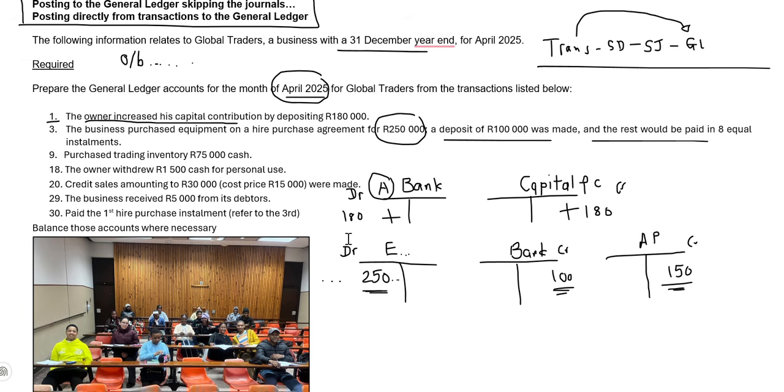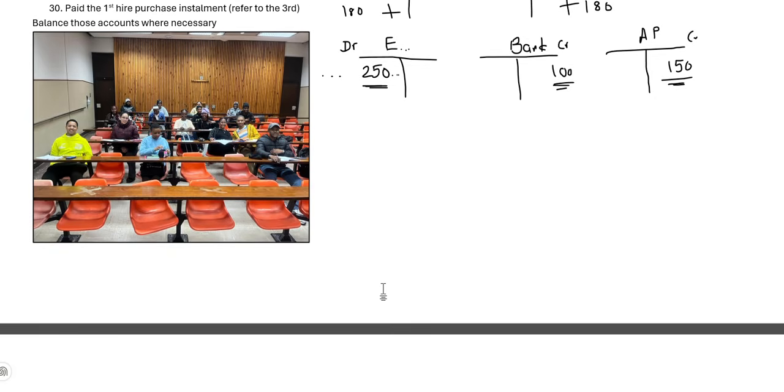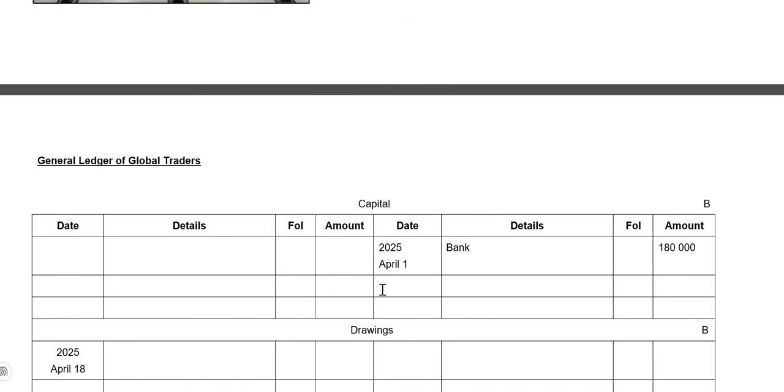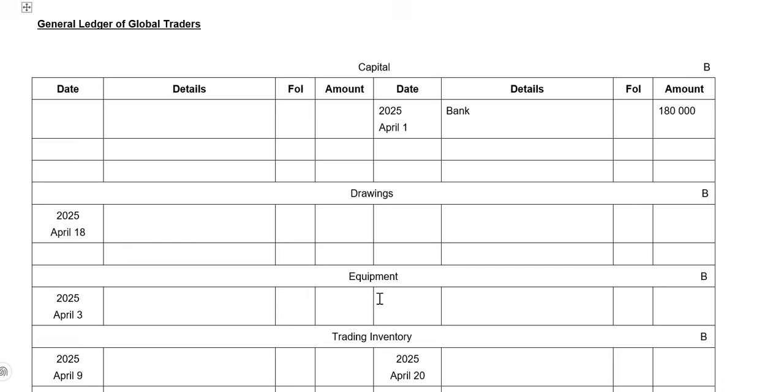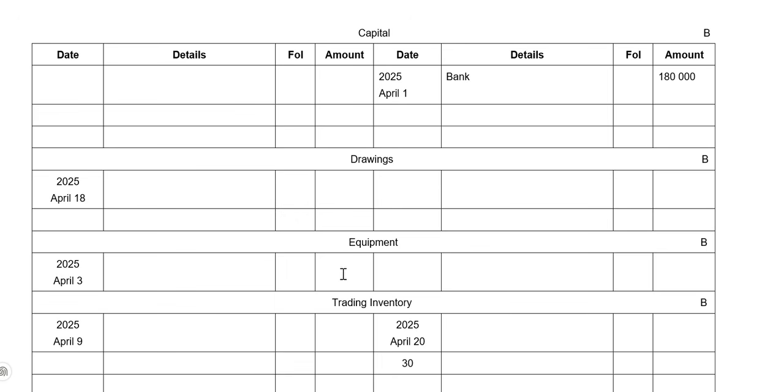So let's go down. Equipment was debited with 250,000. And if I go into this equipment account, 250,000, this information would have actually been recorded in 2 journals. That is a debit, 250,000.